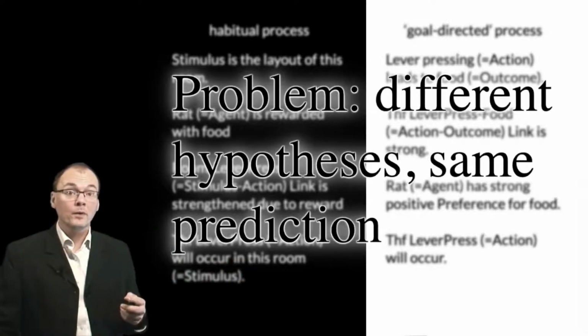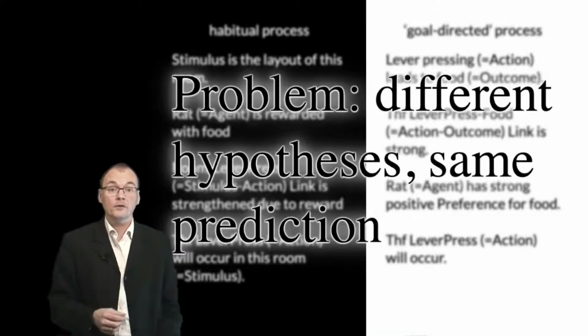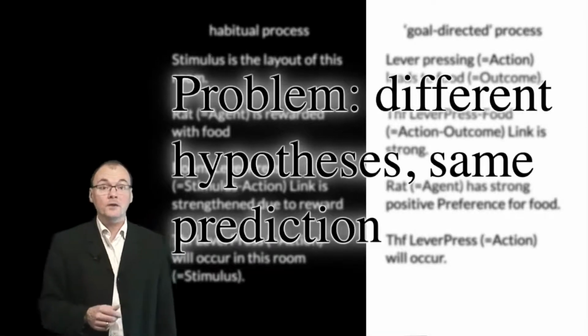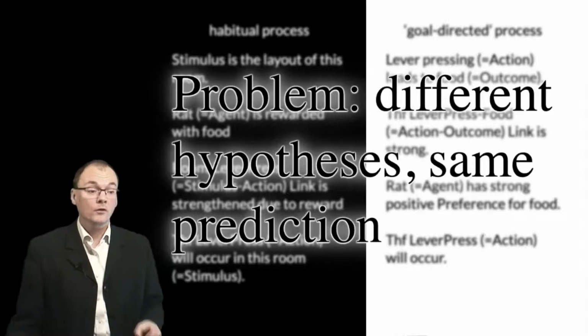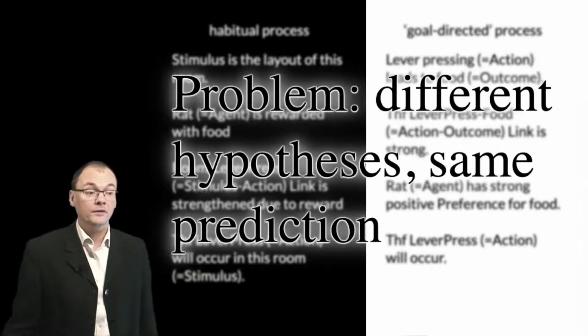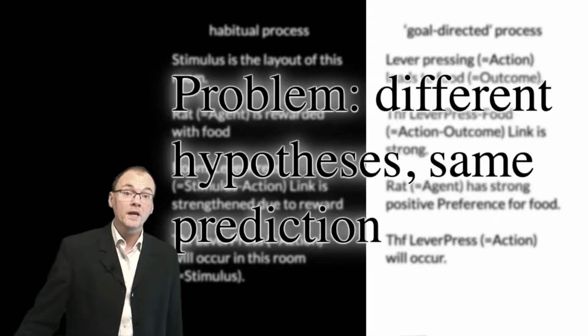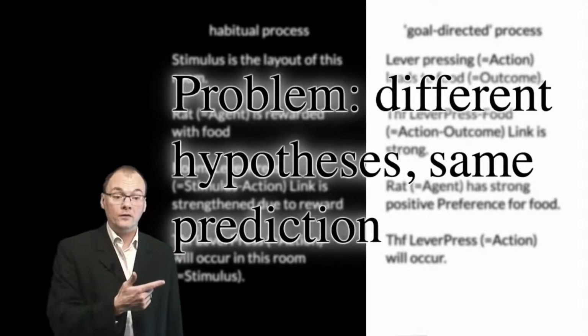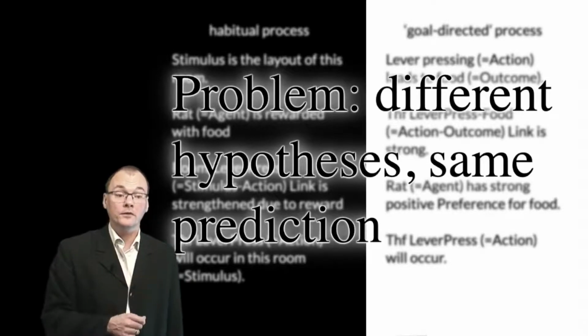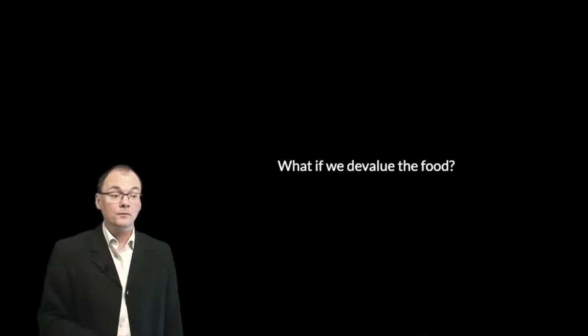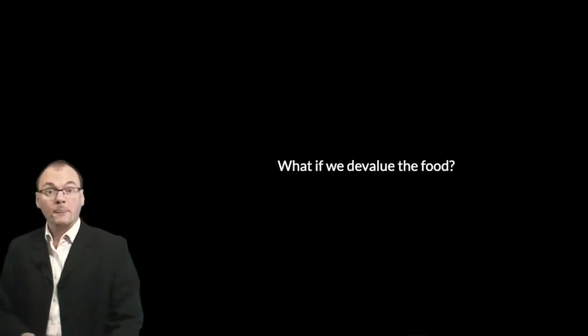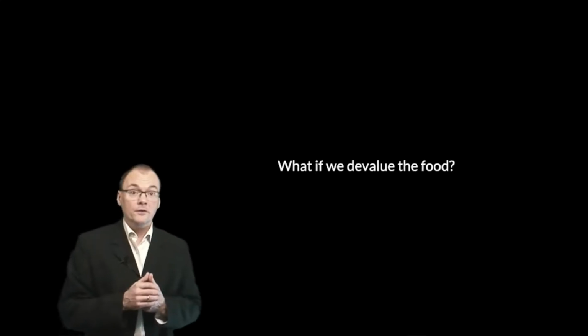This is why it's so important that we're in the lab where we can exercise a strong measure of control and repeat the operation in just the same way across multiple different agents, allowing us to gather some evidence. What we need then is a way to change the situation so that the two hypotheses make different predictions. How are we going to do that? Well, what if we devalue the food?